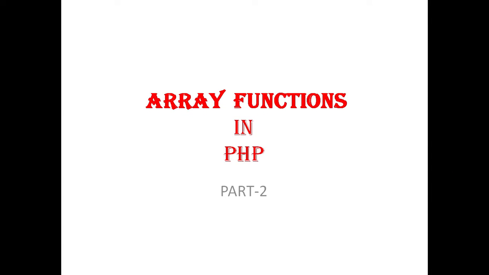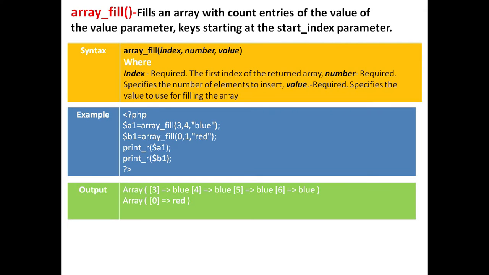Here we will see array functions in PHP. First function is array_fill, which fills an array with count entries of the value of a value parameter, the key starting at the start index parameter. General syntax is array_fill, then index, then number and then value, where index is the first index of the returned array, number specifies the number of elements to insert, and value specifies the value to use for filling the array.